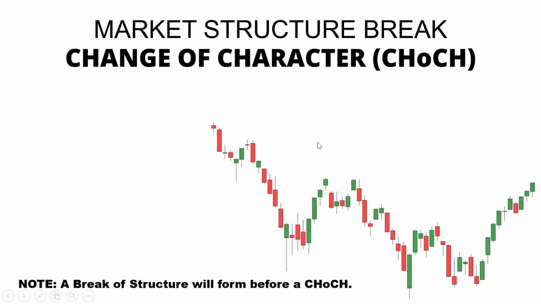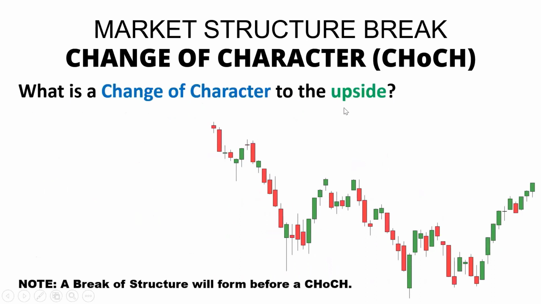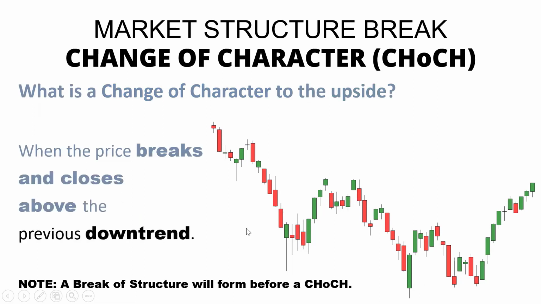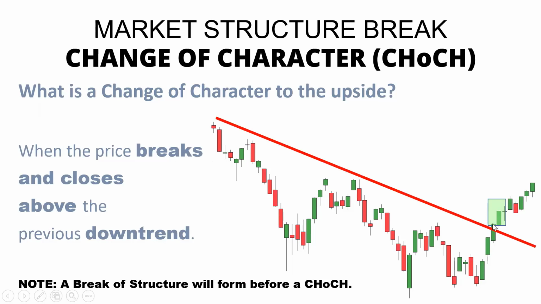So we're going to go into how it works. So what is a change of character to the upside? When the price breaks and closes above the previous downtrend, we have a change of character. So a change of character to the upside. There are a whole bunch of break of structures, as you can see. And you would always draw in your levels and you would wait for a break of structure to the upside, break of structure to the downside. And then when the actual trend changes, there is a change of character and a new trend establishes.